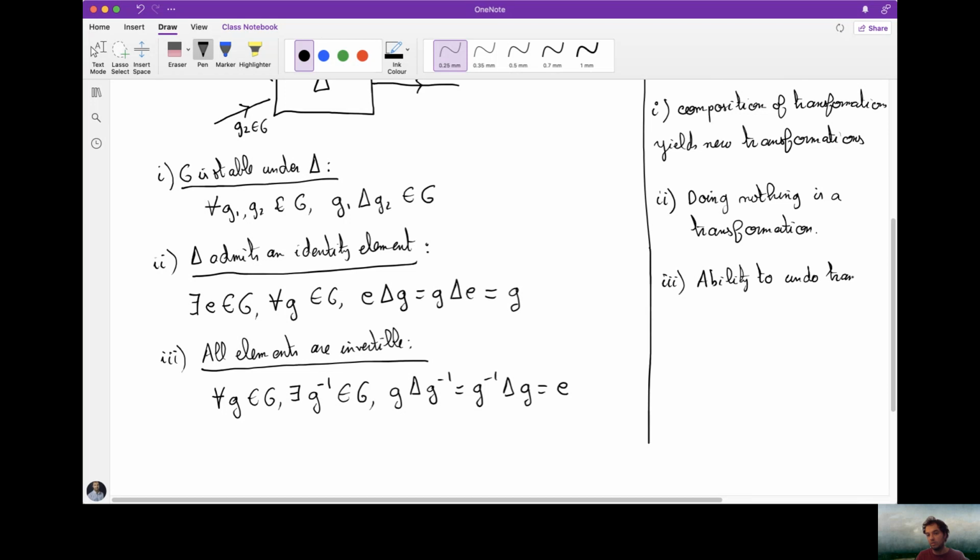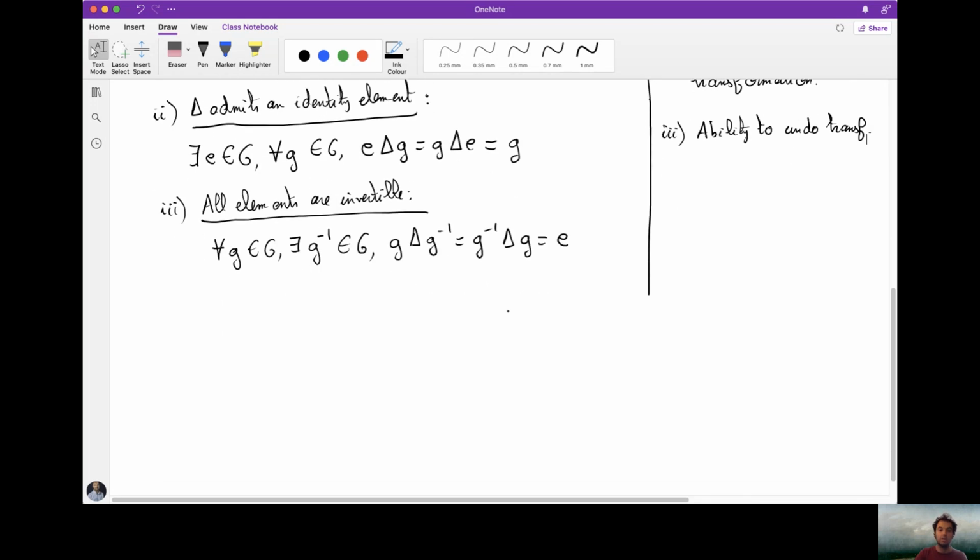Undo transformations, okay? If you take an example with this pen, one transformation is to move the pen towards the right a certain amount of centimeters, and one should consider also the inverse transformation, right, which takes this and moves it to the left and comes back to the initial position. So this should always be possible to do with any type of transformations, okay?